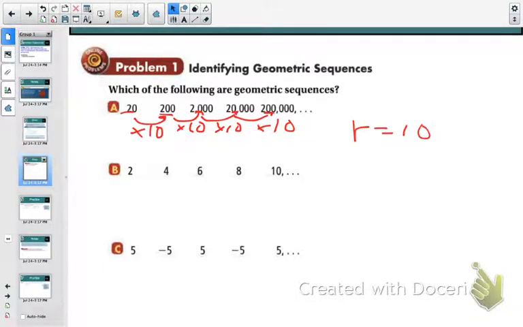Now this one, 4 divided by 2 is 2, so you're multiplying by 2 there. But then 6 divided by 4 is 1.5. So this one is not geometric. This one's actually arithmetic because it's adding 2 every time.